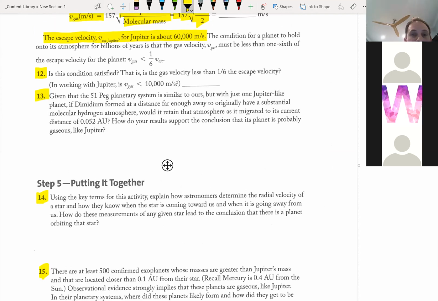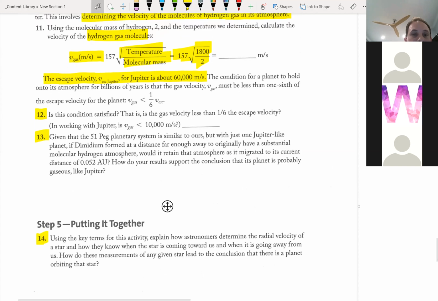I don't understand number 12. Is this condition satisfied? Is it a yes or no question? Is the gas velocity less than 1/6 the escape velocity? Okay, in working with Jupiter, the gas velocity is that. So after you calculate this, then you can do your comparison. So is it a yes or no question? Yeah, it's just a yes or no. Okay.